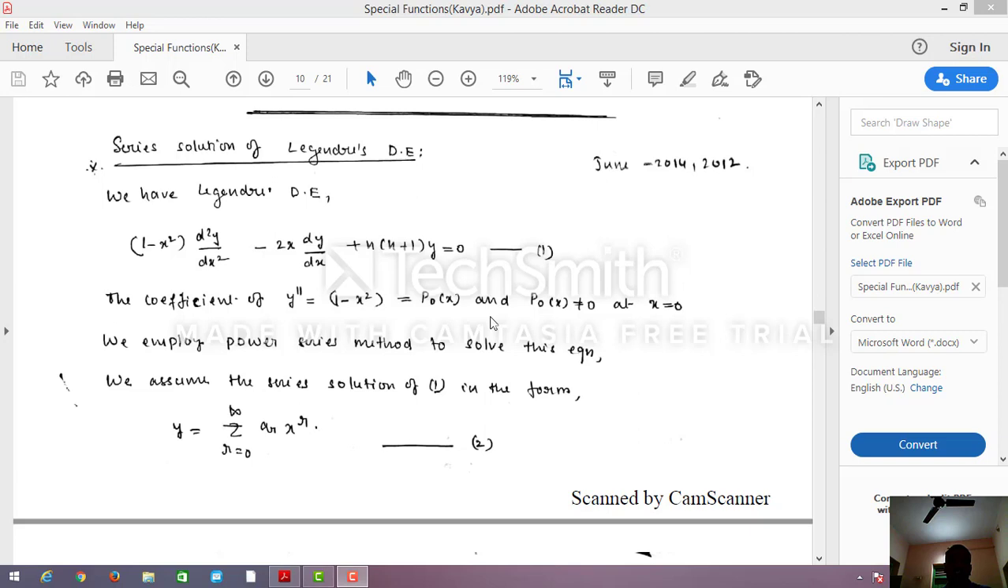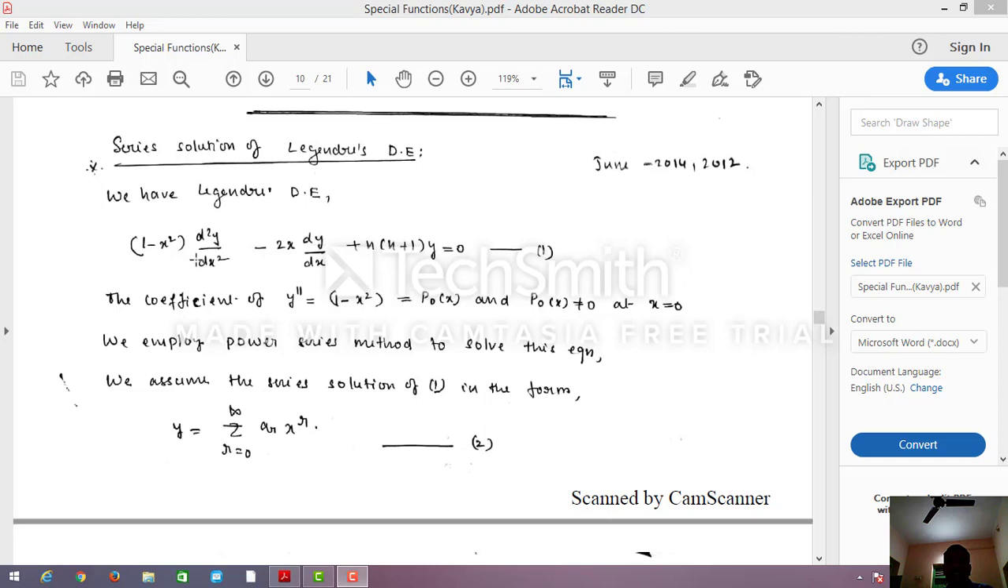In today's class, we are going to see series solution of Legendre differential equation. We have the Legendre differential equation: (1 minus x square) d square y by dx square minus 2x dy by dx plus n(n plus 1) y equal to 0.